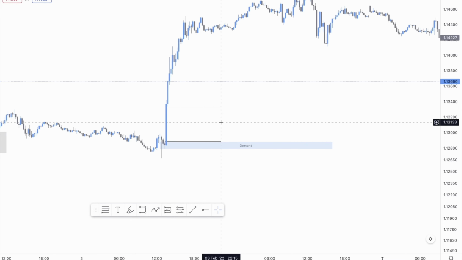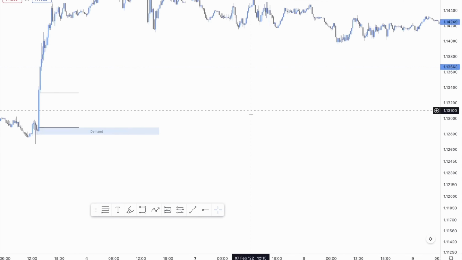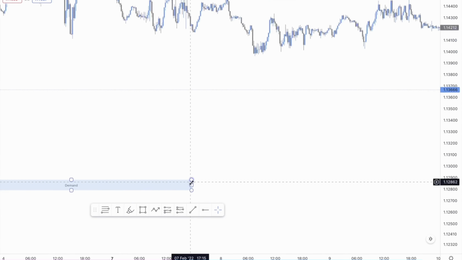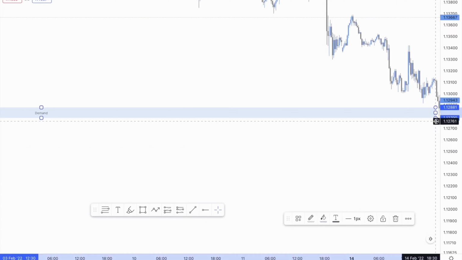But we'd expect price to come down in the near future, clearing this inefficiency and actually tapping into this demand level, collecting more orders before pushing any higher. Now, if we drag this across, I'm not sure, but I'm pretty certain this would come down and get mitigated and maybe tap into this zone.